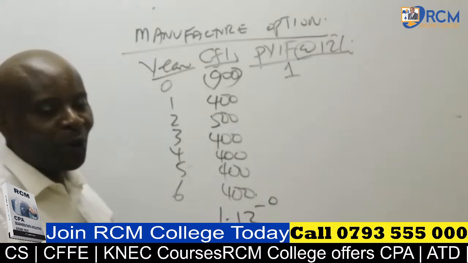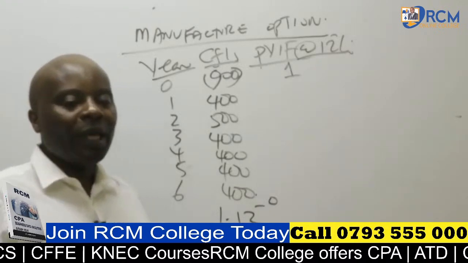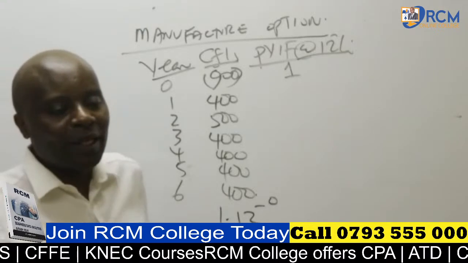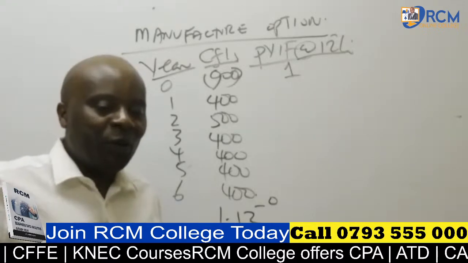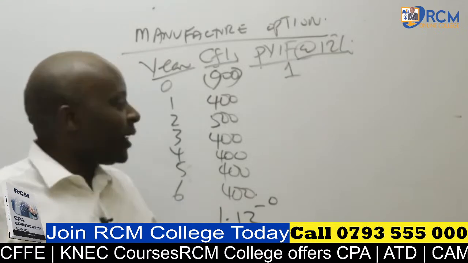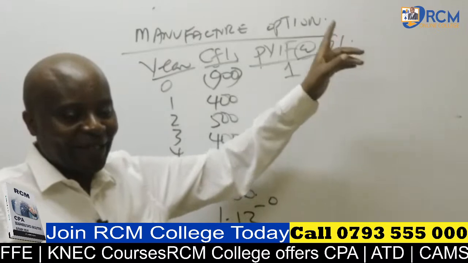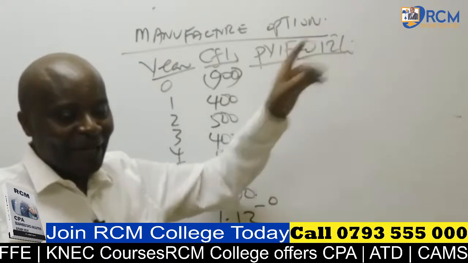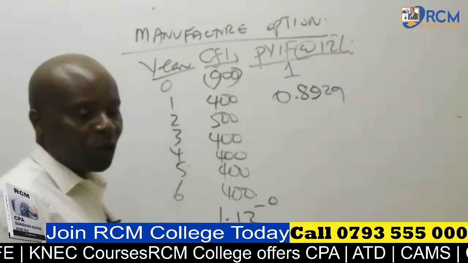So could you kindly give me these figures very fast, please? End of year 1, what do we have? Please give me the figures. Or do you want to give me the present values automatically? Someone has told me 0.8929. How about end of year 2?